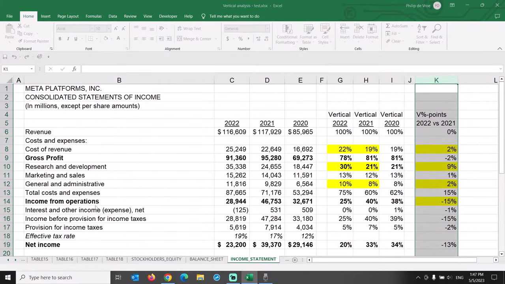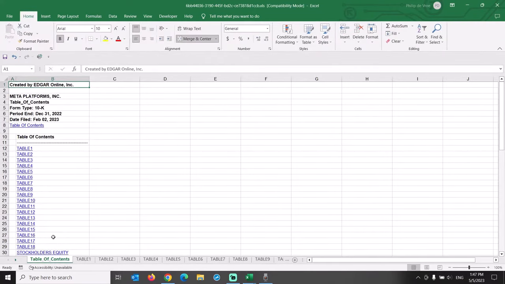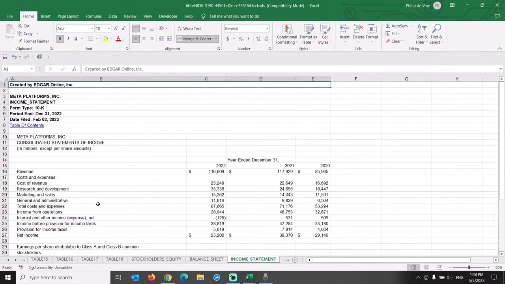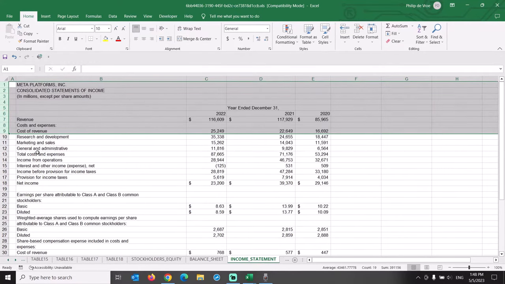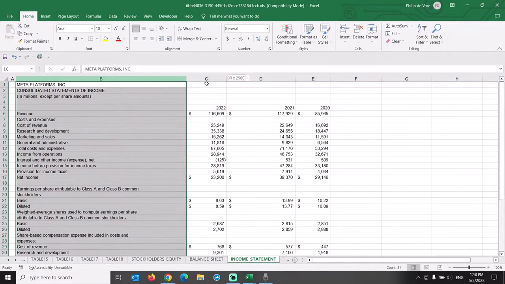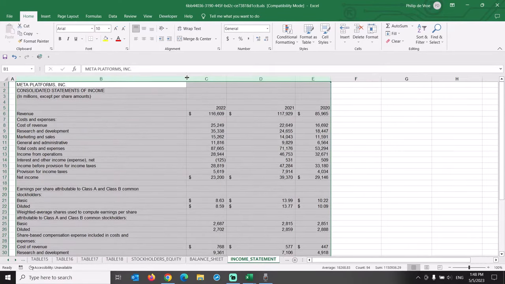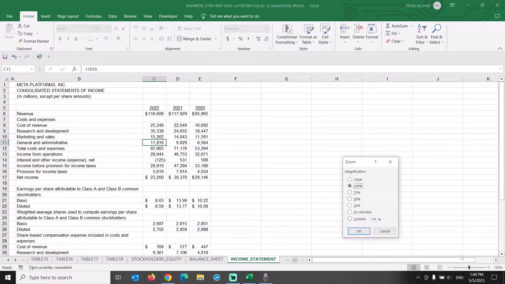In the table of contents of the Excel file, click Income Statement and you will be transported to that tab. A bit of formatting is needed. Let's delete rows 1 through 9 and then delete row 5. Let's narrow the column width and then underline and center the years. Now let's zoom in to 150% and we have a clean file to work with in our vertical analysis.